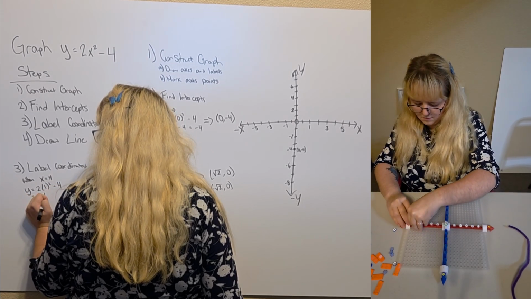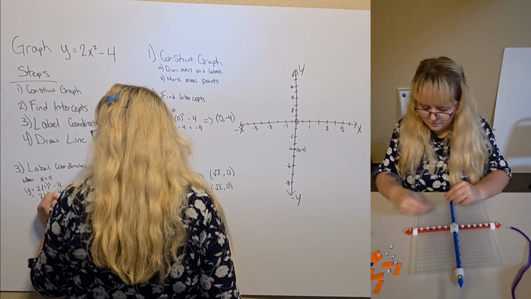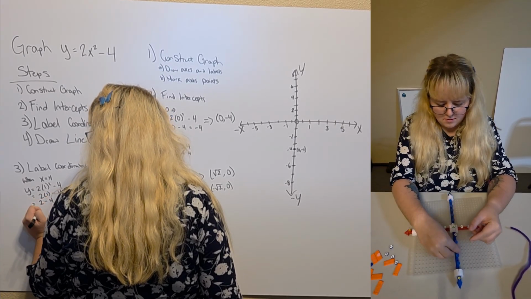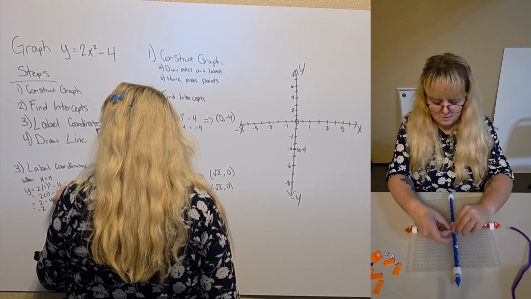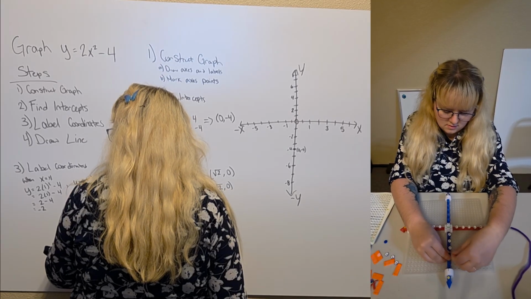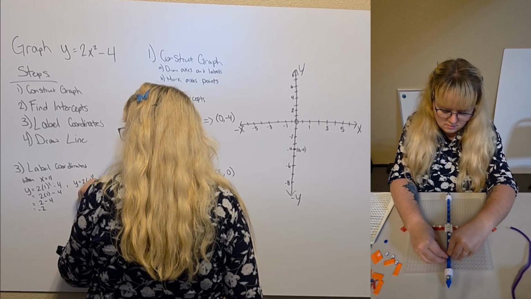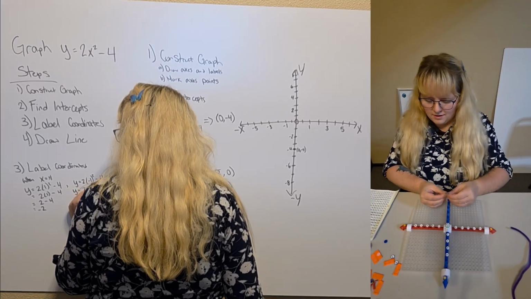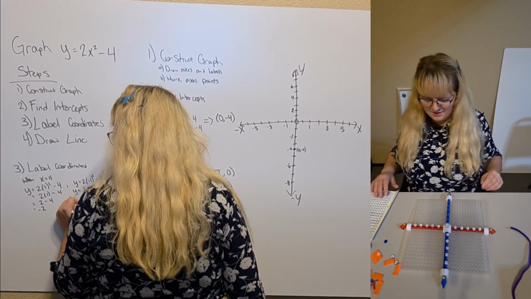Since it is parabolic, it's going to be on both sides. So when x equals 1, we know that y equals 2 times 1 to the power of 2 minus 4. 1 times 1 is still 1, and 2 times 1 is 2, and thus y equals 2 minus 4. So when x equals 1, we know that y equals negative 2.